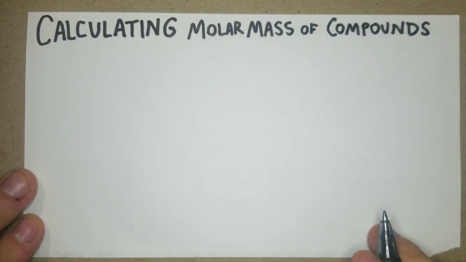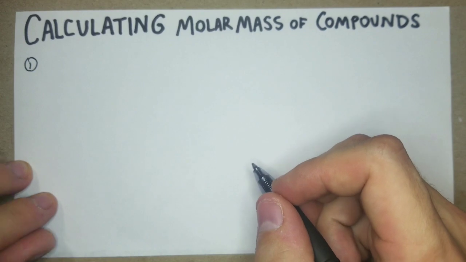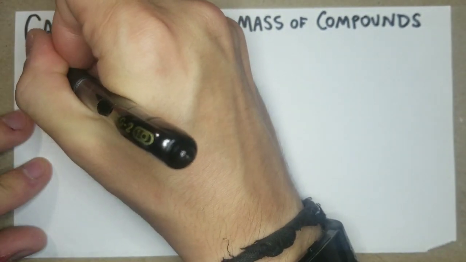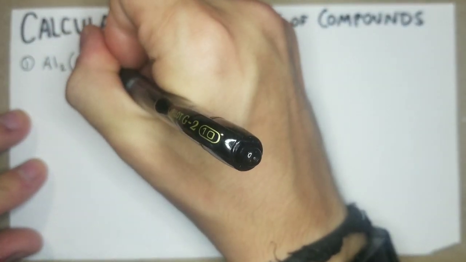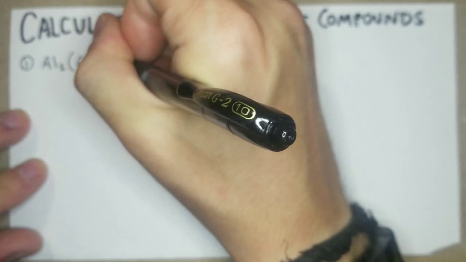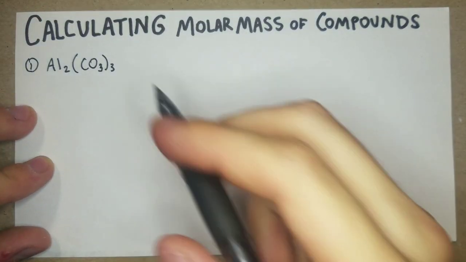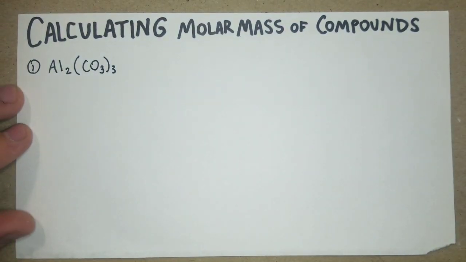How's it going, guys? We're going to go over some calculations for molar mass when there is a compound. So let's just start off with this one: Al2(CO3)3. That is aluminum carbonate. That's from our previous problem, actually. And let's see how to calculate the molar mass.